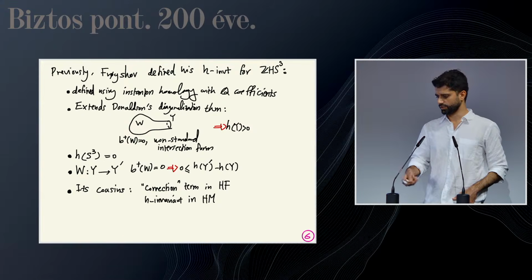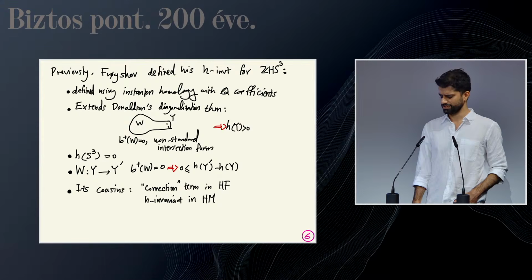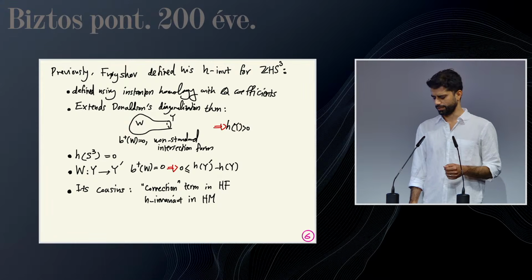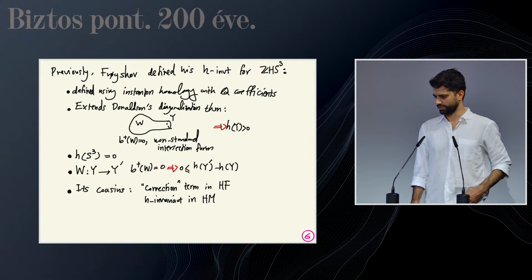And this invariant has cousins in other Floer homological invariants. For instance, in Heegaard Floer homology, there's a similarly behaved invariant called the correction term, defined by Ozsváth and Szabó. And in monopole Floer homology, there's also an invariant called the h invariant, defined by Frøyshov. Some extensions of this invariant were introduced in a paper by Peter, Zoltán, the other Peter, and Tom, where they study lens space surgeries.